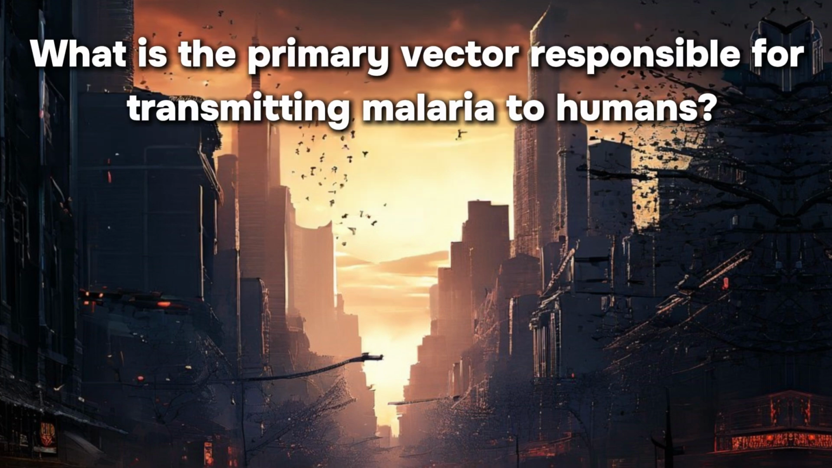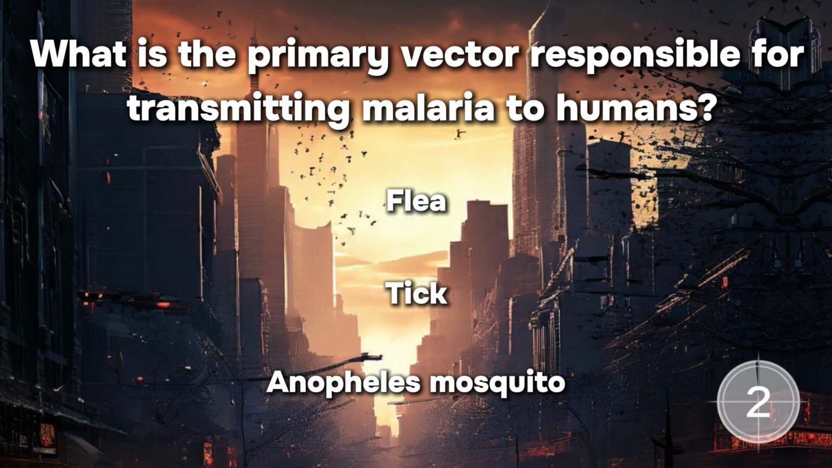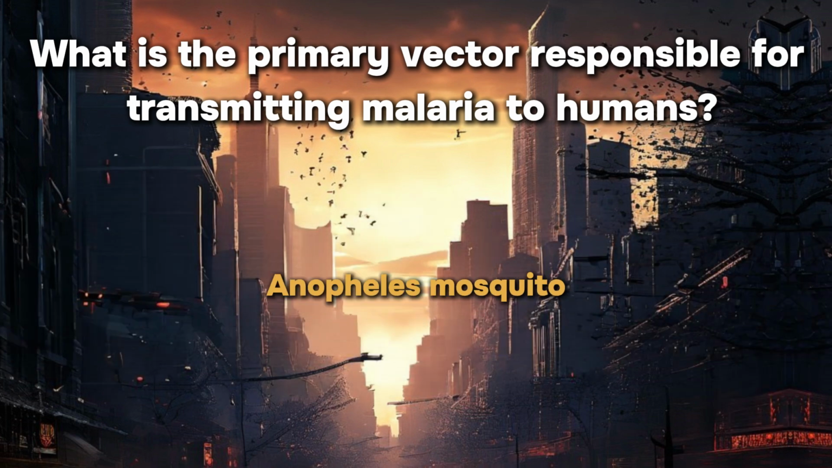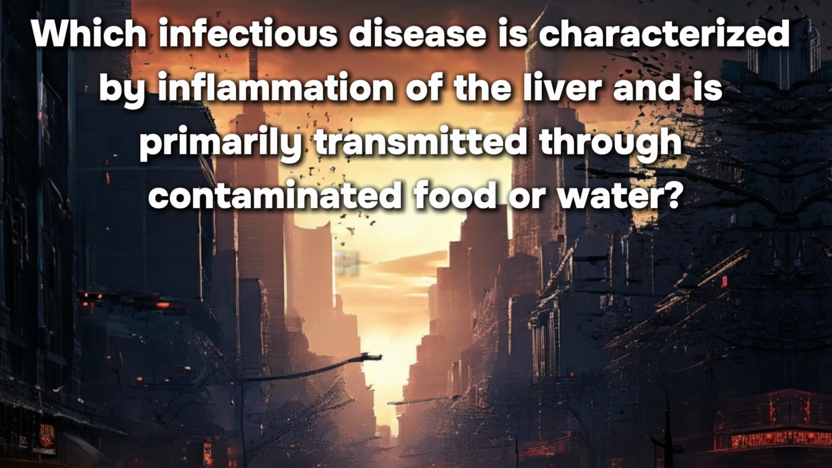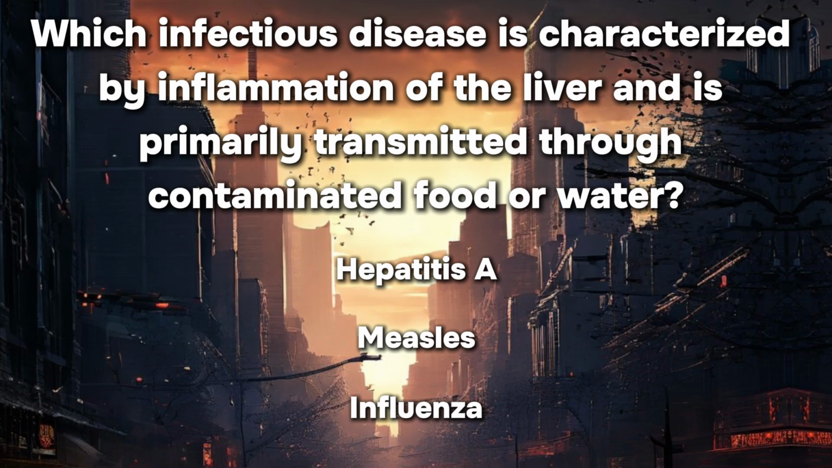What is the primary vector responsible for transmitting malaria to humans? Flea, tick, Anopheles mosquito. Anopheles mosquito. Which infectious disease is characterized by inflammation of the liver and is primarily transmitted through contaminated food or water? Hepatitis A, measles, influenza.